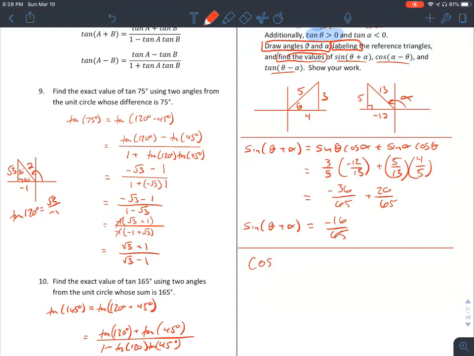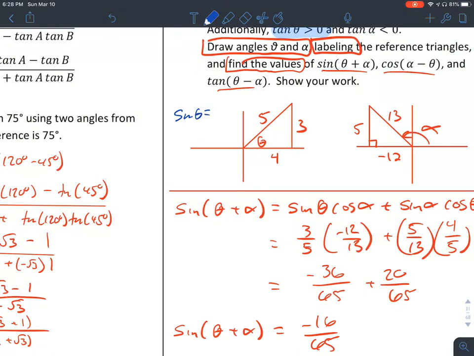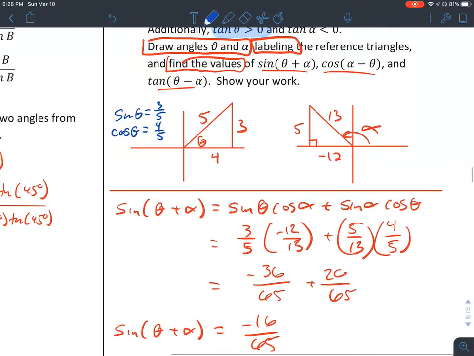Next, we're supposed to figure out what cosine of alpha minus theta is. That's going to be cosine of alpha times cosine of theta plus sine of alpha sine of theta. Now, if it helps, and it probably would, I'm going to go up here and write down sine of theta is 3/5. Cosine of theta is 4/5. And over here sine of alpha is 5 over 13. Cosine of alpha is negative 12 over 13.